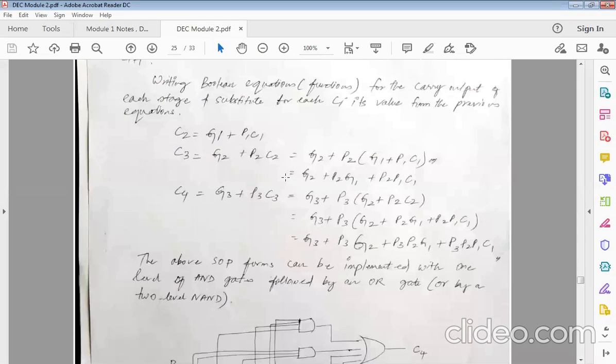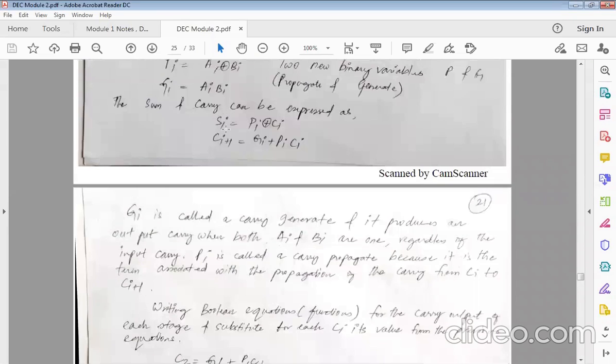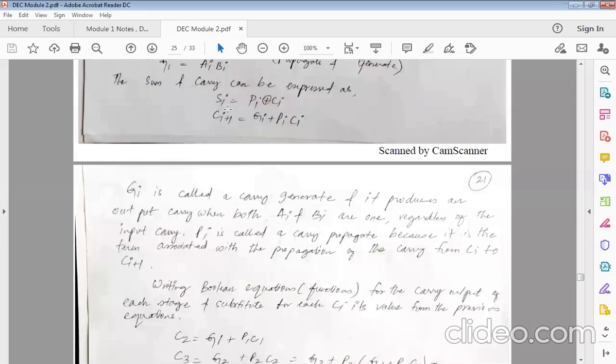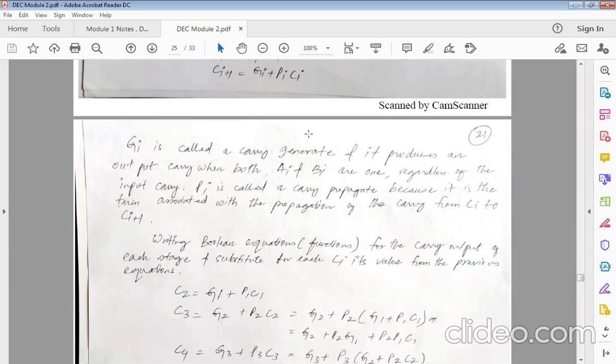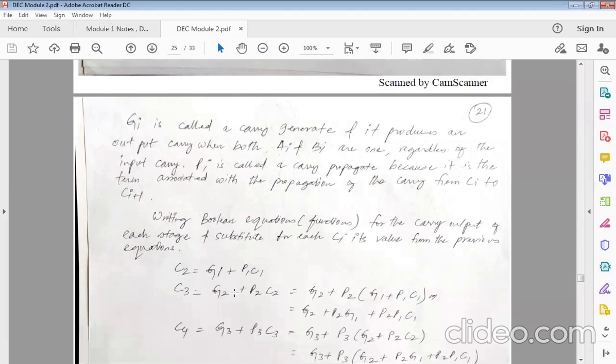Now, this I is like a stage. Stage 1, stage 2, stage 3, as I told you. So let us take I as 1. If I substitute I as 1, what is going to happen? 1 plus 1 is 2. Then G1 plus P1 C1. So this is my second stage carry.